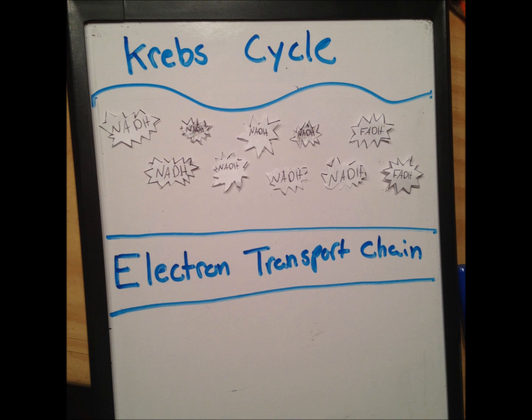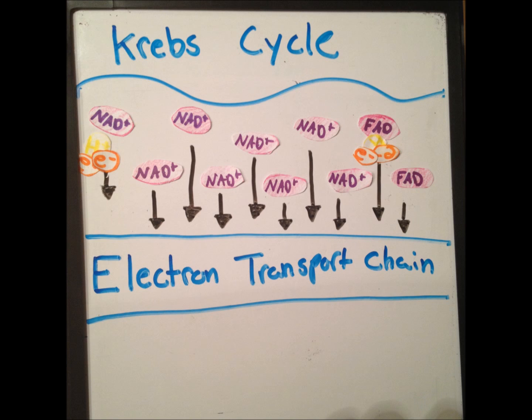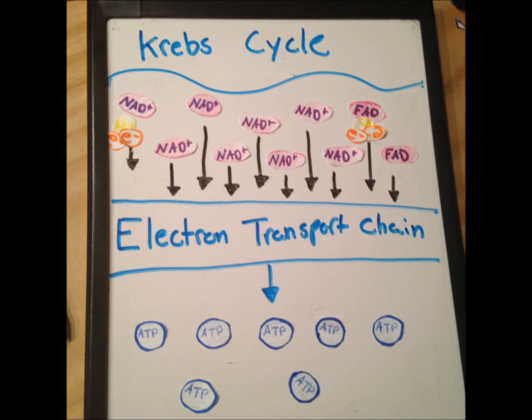These electron carriers enter the next phase of cellular respiration, called the electron transport chain. NADH and FADH2 molecules must give up their extra electrons to the electron transport chain so that they may revert back to NAD+ and FAD and help in the Krebs cycle again. The electron transport chain uses the energy from the electrons to produce a large amount of ATP molecules.